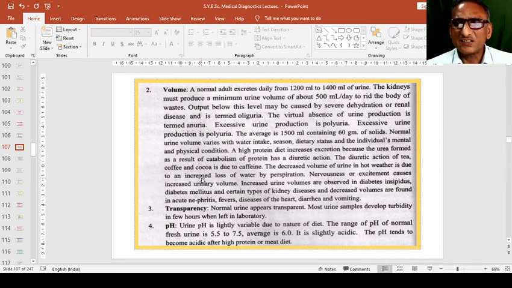Then the diuretic action of tea, coffee, cocoa is due to the caffeine, and the decreased volume of urine in hot weather is due to an increased loss of water by perspiration. So these are the reasons that urine can give you the idea of the physiology of your body. So normal urine appears transparent and water-like. Urine pH is slightly variable due to the nature of the diet, either 5.5 to 7.5, and average is 6. So this 6 is the normal pH of the urine.